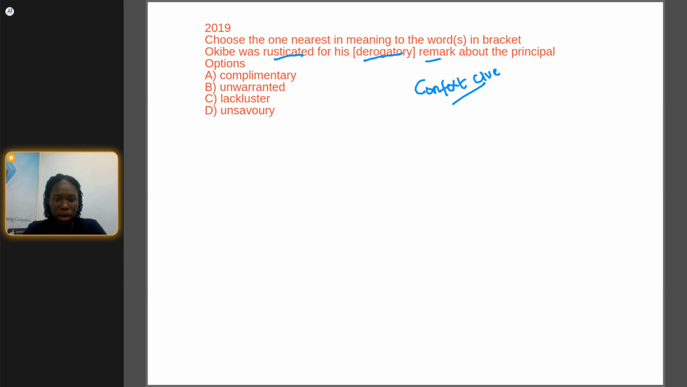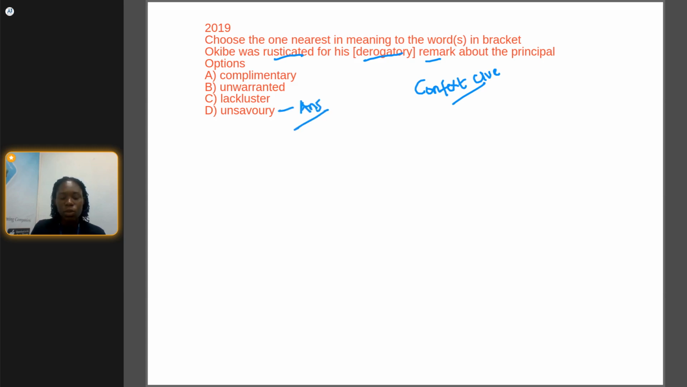to help you determine that what he did was actually wrong. Complimentary means expressing praise or approval, which is not what we want. Unwarranted means something that is uncalled for, not justified. Lackluster means lacking vitality and energy, so you know that this is not it. Then you look at unsavory and you see that it means unpleasant or morally offensive. You already know that the word derogatory refers to a remark that is disrespectful, which actually led to him being rusticated. So your answer here is unsavory.